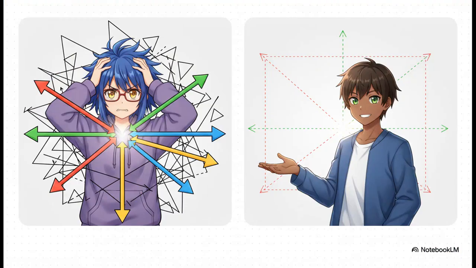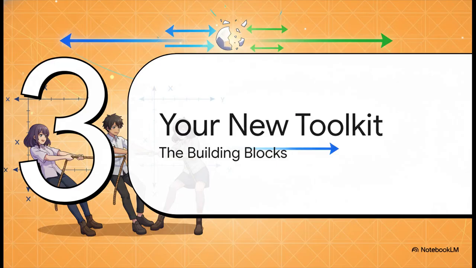And you can see the difference right here. The hard way? It's just a jumbled mess of triangles and angles. But the easy way, our cheat code, is just about breaking every single one of those forces into a simple sideways pull and a simple up and down pull. And once you do that, the whole thing becomes a simple addition problem. It's kind of beautiful.